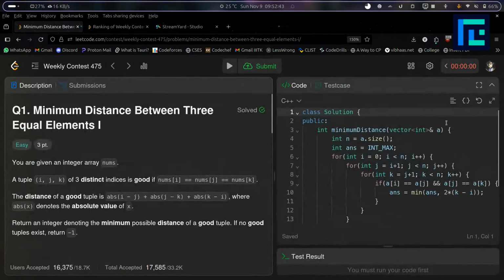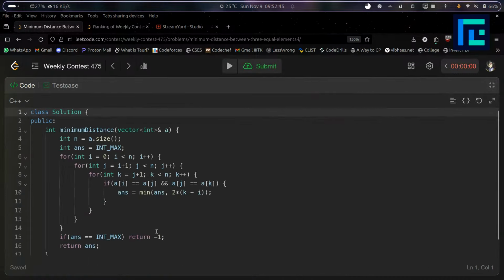So let's have a look at the code. Pretty simple code. We'll set our answer as infinity because we're trying to minimize. Then for every i, for every j greater than i, for every k greater than j, if a of i is equal to a of j and a of j is equal to a of k, then we can minimize the answer. We say ans is the minimum of ans and 2 times (k - i). So we're just brute forcing all the cases and finding the minimum answer.